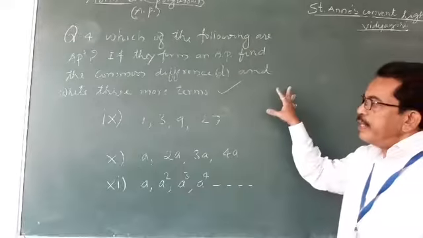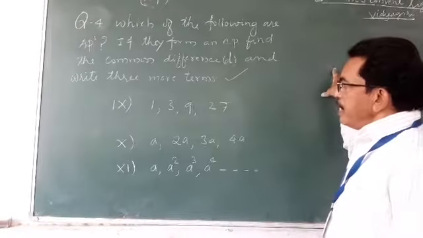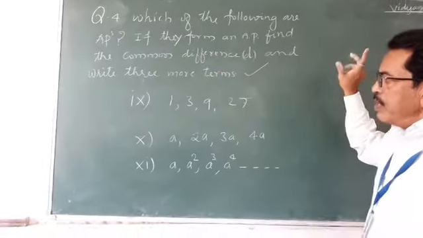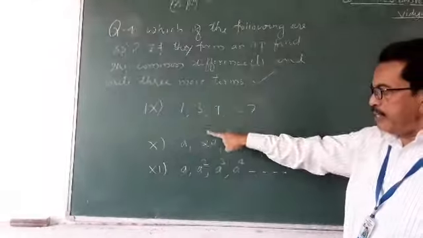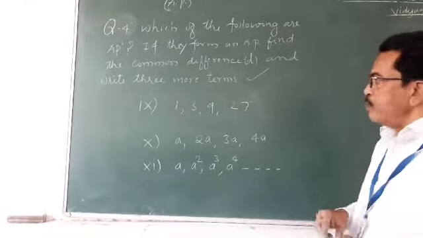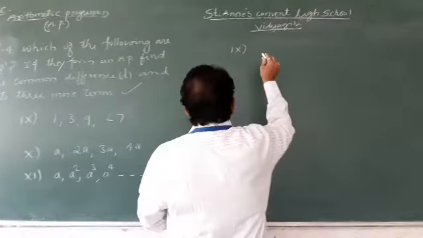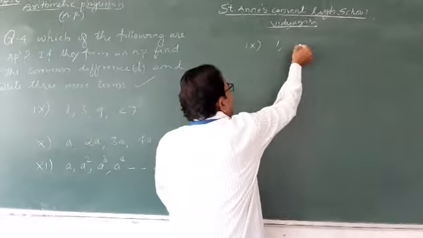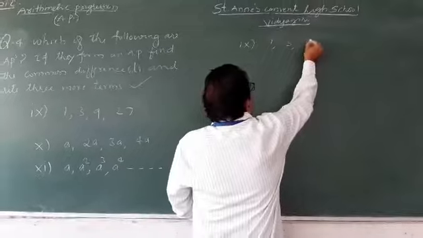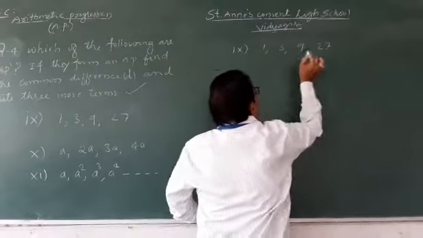Okay, we have solved 8 sums so far. So let us continue with the 9th, 10th and 11th one. See, the 9th one. Solution for the 9th one: 1, 3, 9, 27.